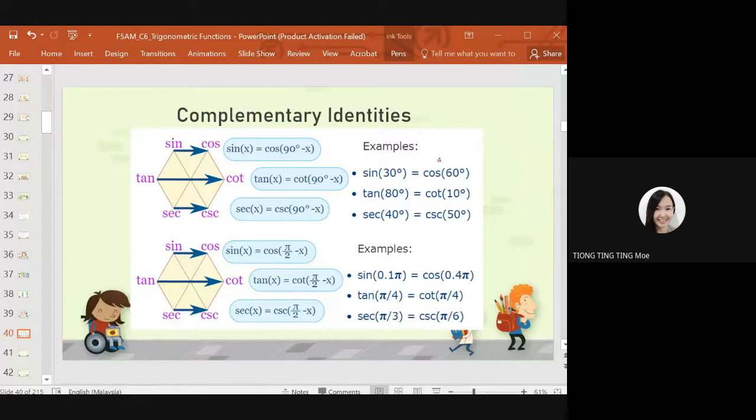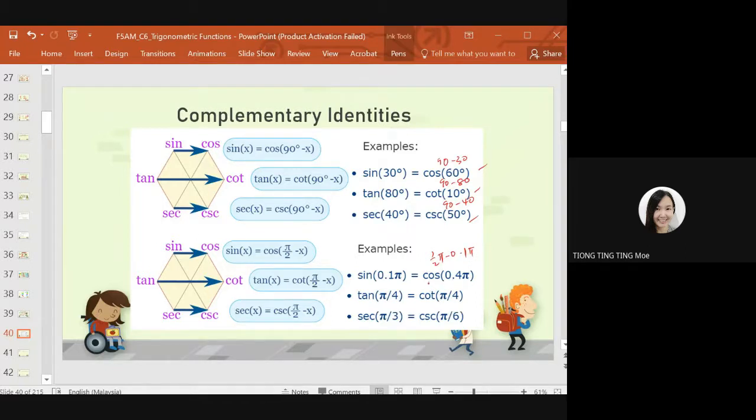So this is 90 minus 30. This is 90 minus 80. This is 90 minus 40. So you can change to the complementary angles. Then if the answer is in radian, it's radian also. So you remember 90 degree is 1 over 2 pi. 1 over 2 pi minus 0.1 pi. Okay, so the answer is 0.4 pi.